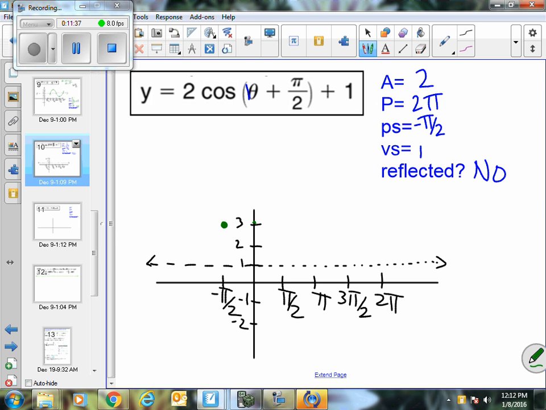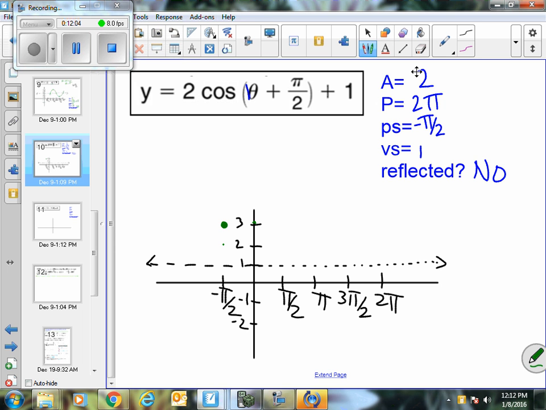So I'm going to go pi over 2 to the left. The first actual point on my graph then is going to be negative pi over 2, 3. So it's 2 units above the middle, and it shifted pi over 2 back. So think of it, you went left 1 and then up 1 from where that original point was going to go. So I moved it over. So normally it would have been at 0, 2. So I went left 1 and I went up 1.